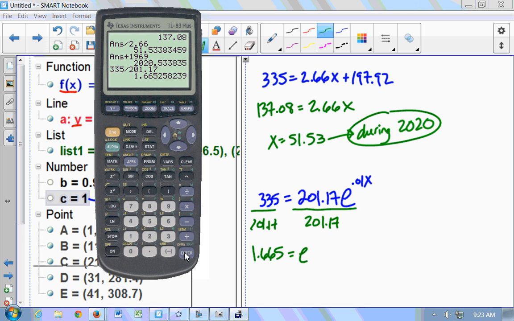So I have 1.665 is equal to e to the 0.01x. All right, so the variable is in the exponent. How do you deal with that? Logarithm, yeah, take the ln of both sides. I always use ln, but another sort of double reason to use ln is that the base is e here. So you can always use it, but I definitely use it when your base is e.